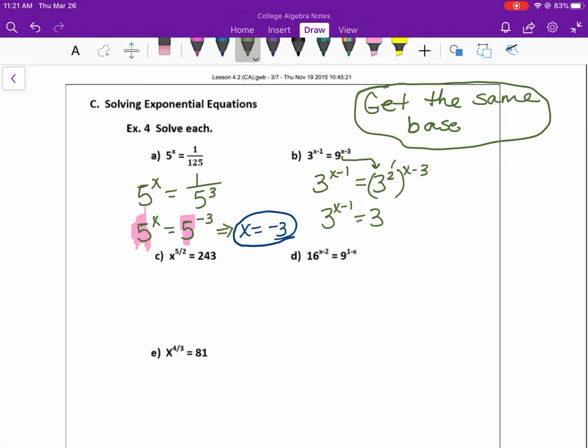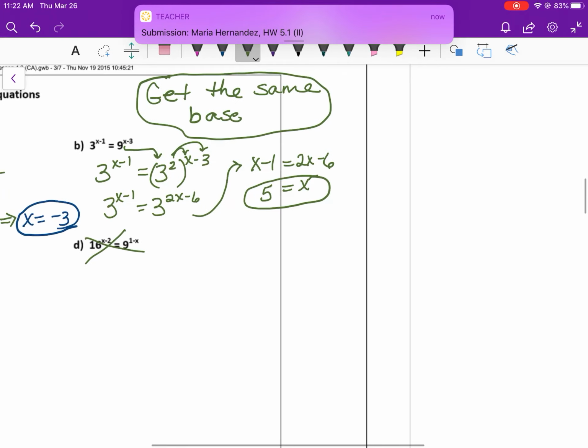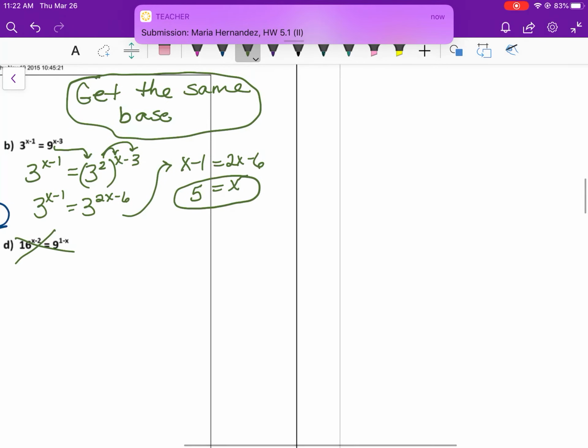I distribute. I'm going to drop my 3's. I'm going to solve for x. Okay, I'm going to cross that one out. We're going to get to C and D in a little bit. Let me show you a few more problems like this that would be helpful to you.